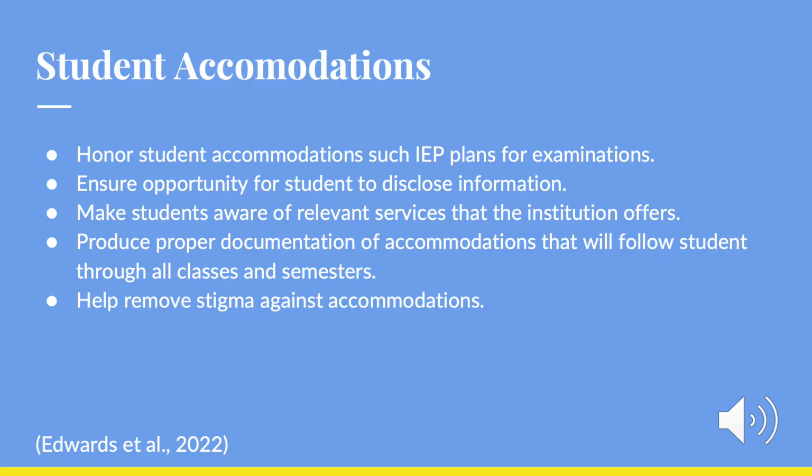Student accommodations are essential for ensuring equity in testing. Examples include extended time, quiet spaces, large print exams, or assistive technology, which would be written in a student's IEP plan. By making these adjustments, all students have a fair chance to demonstrate their knowledge while the overall standards of integrity are preserved. Students should be comfortable disclosing this information to the institution, and students should be made aware of relevant services that the institution offers. In addition, proper documentation to all of the students' professors will be necessary so that it can be followed through all classes and semesters.